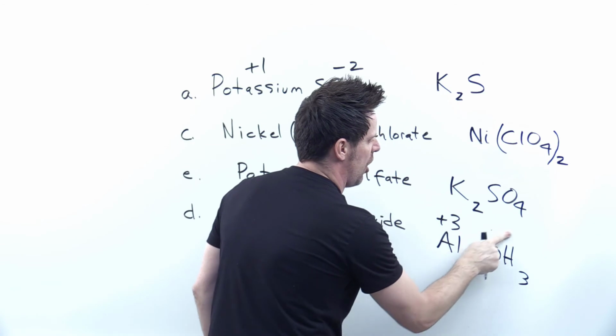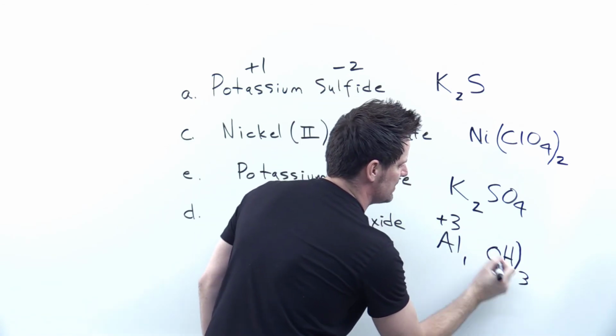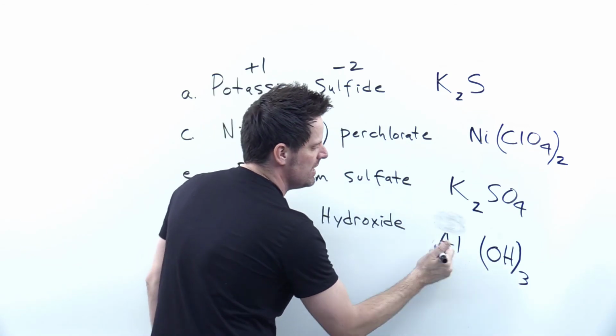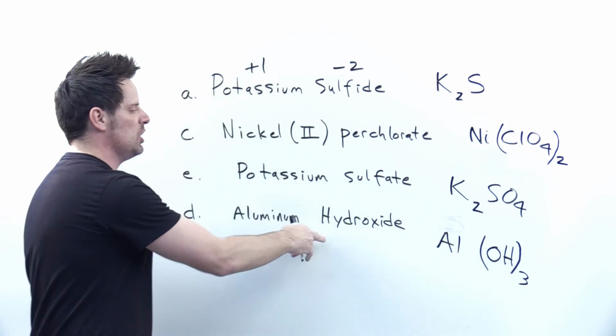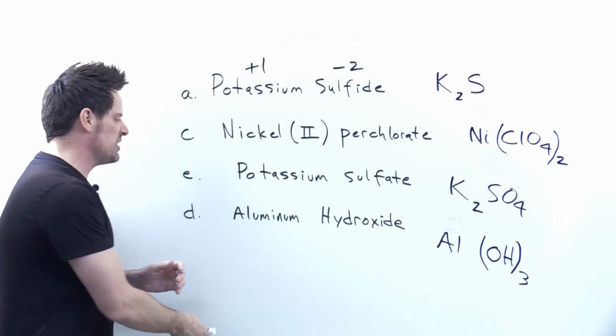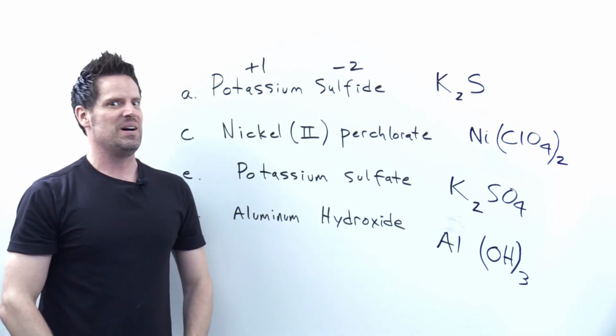So in order to make this all make sense, I have to wrap parentheses around the hydroxide, and of course, as we did before, we can erase the 1 because it's implied. So the formula for aluminum hydroxide is that right there. So there you're armed with some methods on how to do some of these. I'll let you tackle the rest on your own.